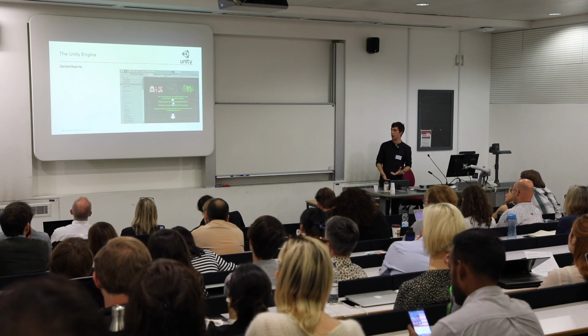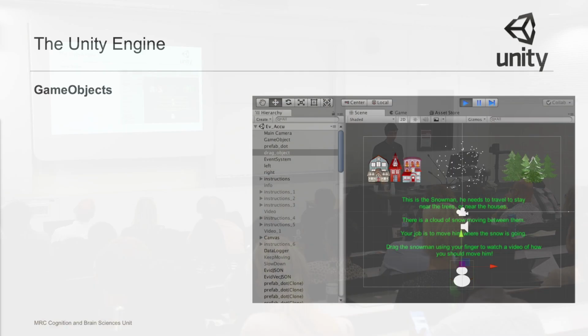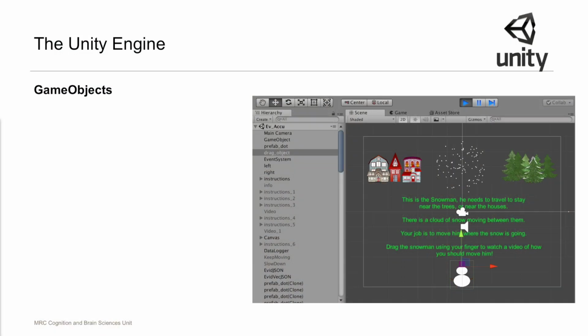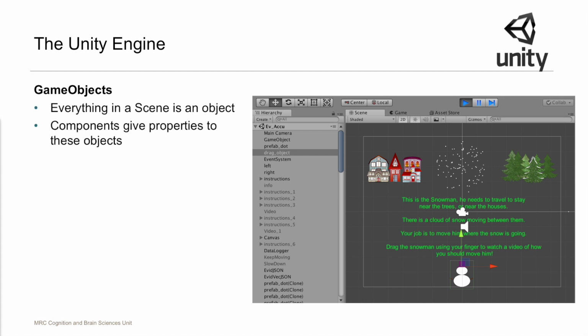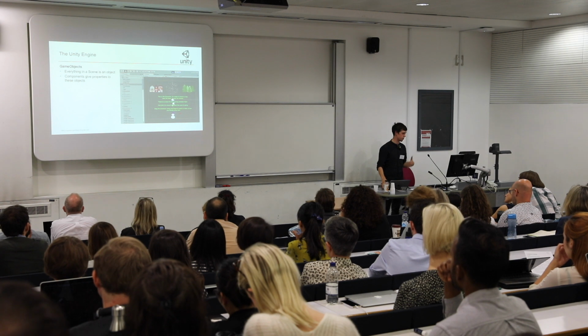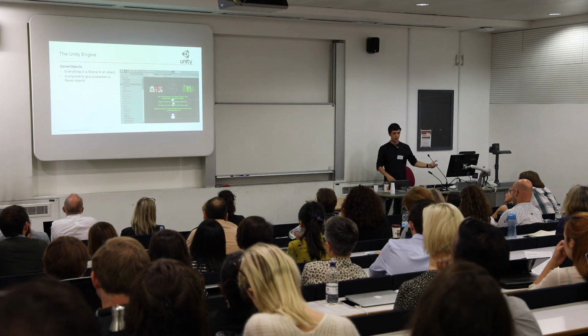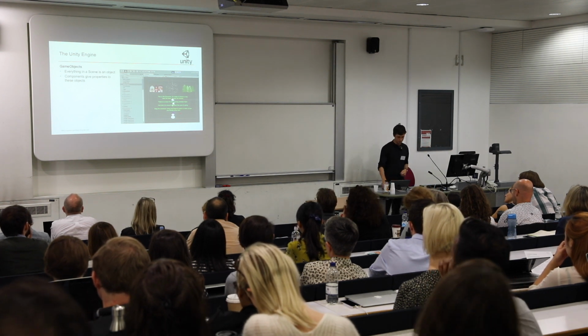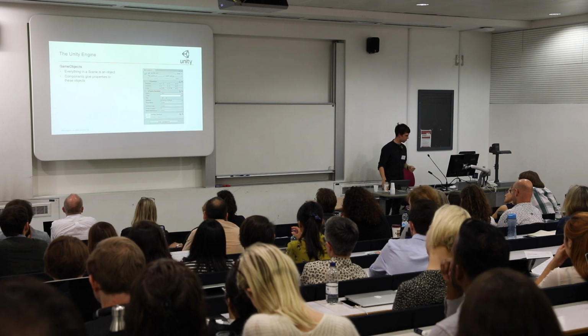So within a scene, everything is a game object, and a game object is just kind of like a blank thing. In order to make them look like things, you need to use components which go on your game object, and this is what differentiates between an image or an audio source or other things that you can have.